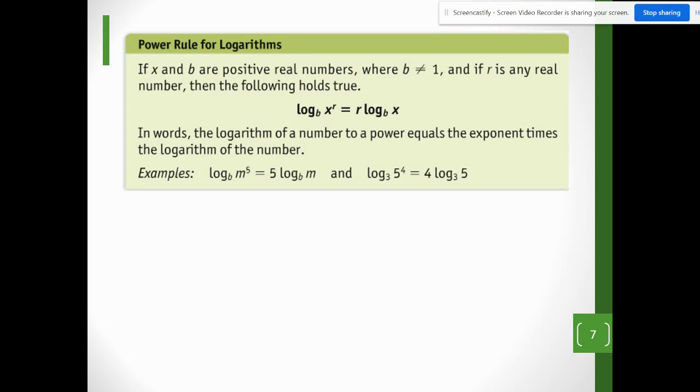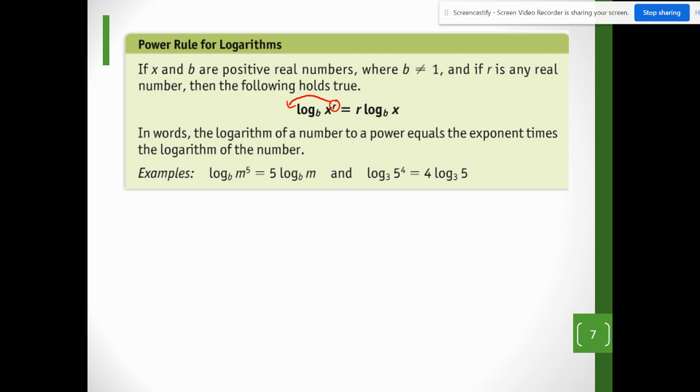Now, a few rules I want you guys to remember though. If x and b are positive real numbers, where b is not equal to 1, and if r is any real number, then the following holds true. Log base b of x to the r is equal to r times logarithm base b of x. What does this mean? Notice how my r, my exponent, it looks like it just goes to the front. My exponent is going to go to the front.